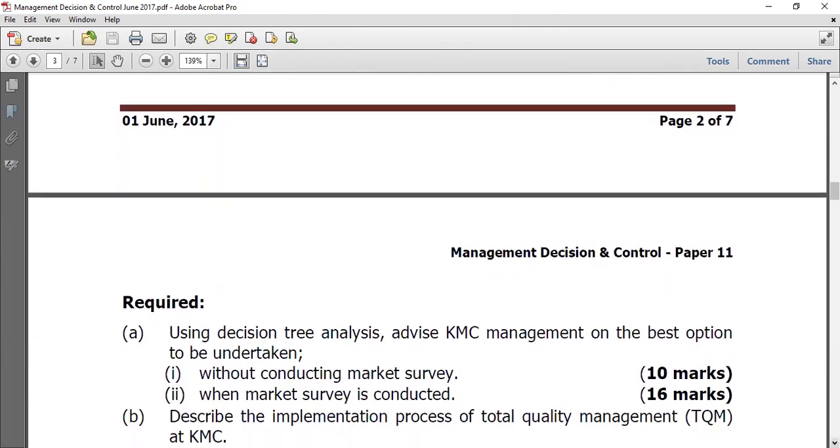So they are telling you that using a decision tree, advise KEMC management with the best option to be taken. So they have given us 2 cases here: without the market survey, and then they have also given us when the market survey is conducted.